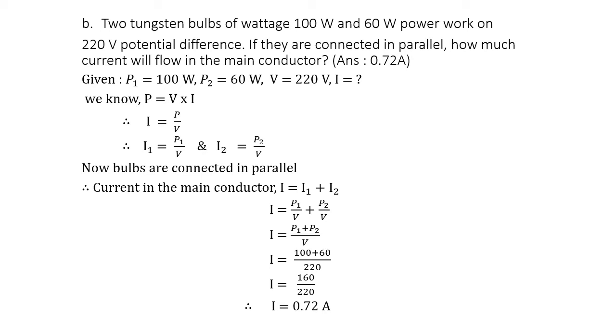Suppose you go, 2 8s are 16, divide by 2, 11, and 8 upon 11, you will get the answer as 0.72. You can try the division in rough work. So how much current will flow through the main conductor when the bulbs are connected in parallel? That is 0.72 ampere. If you use bulbs of 100 watt and 60 watt connected in parallel by applying a potential difference of 220 volt, the current flowing will be 0.72 ampere.